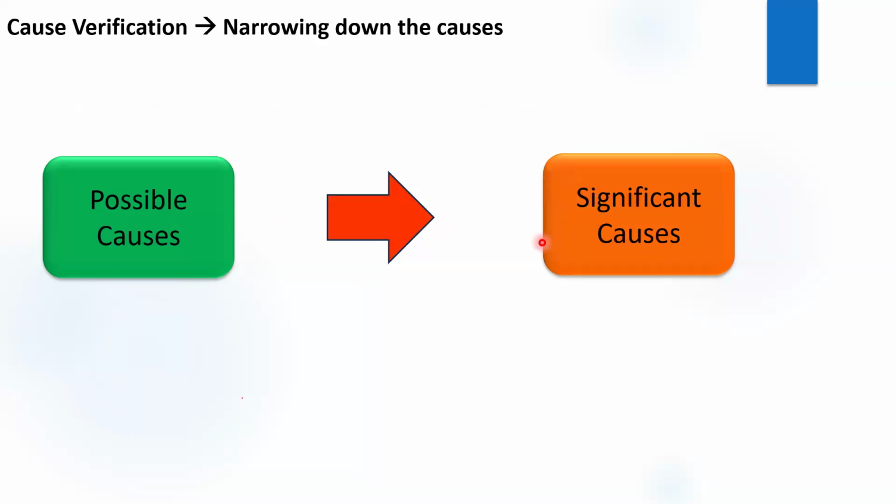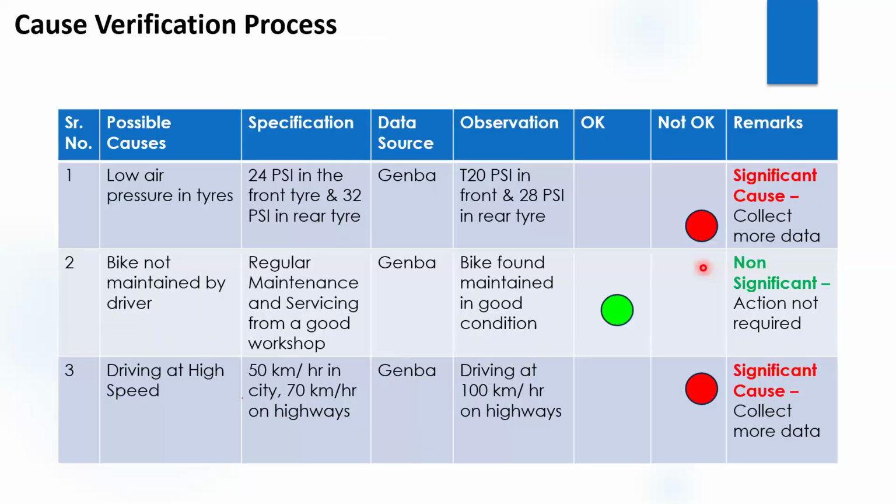And normally we do the Why-Why analysis on significant causes. We normally don't do the Why-Why analysis on possible or potential causes. So we do the Why-Why analysis on significant causes. But how to identify whether that cause is significant or not? So there is one method called cause verification. How to do that? So there is one chart. Suppose this is a cause verification chart or cause verification process.